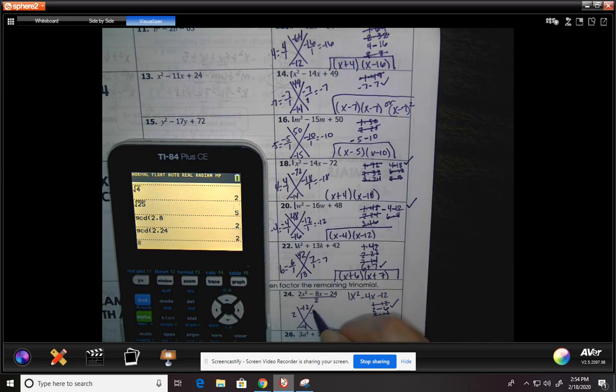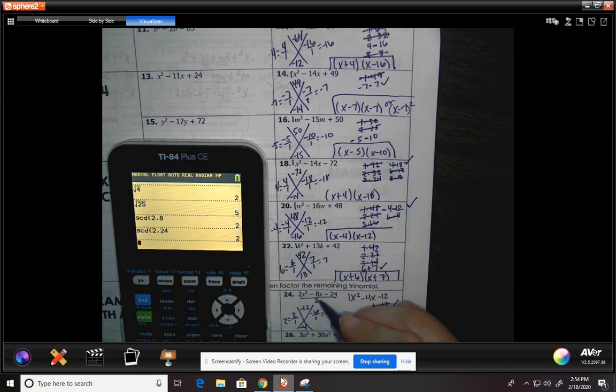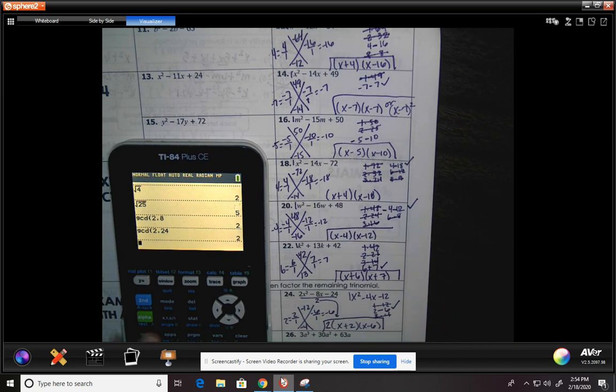So 2 and negative 6. I divide by 1, which is 2. I divide by 1, which is negative 6. My answer would be x plus 2 and x minus 6, but you cannot forget the most important thing for this problem, that GCF. You have to bring that GCF down and put it on the front. If you don't write the GCF, you will not get the entire problem right.